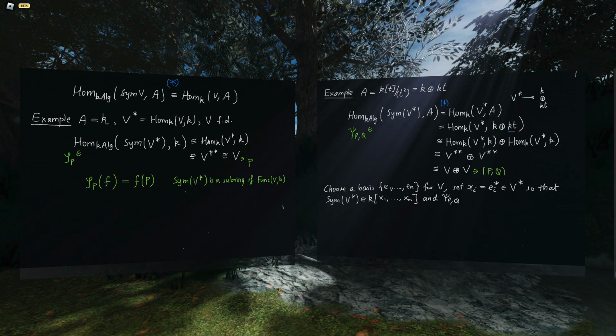So psi_PQ is determined by some numbers. Let me take psi_PQ and evaluate it on x_i. That's some vector in A, so it looks like p_i plus q_i t for some scalars p_i and q_i. Right? Define p_i and q_i to be those coefficients.